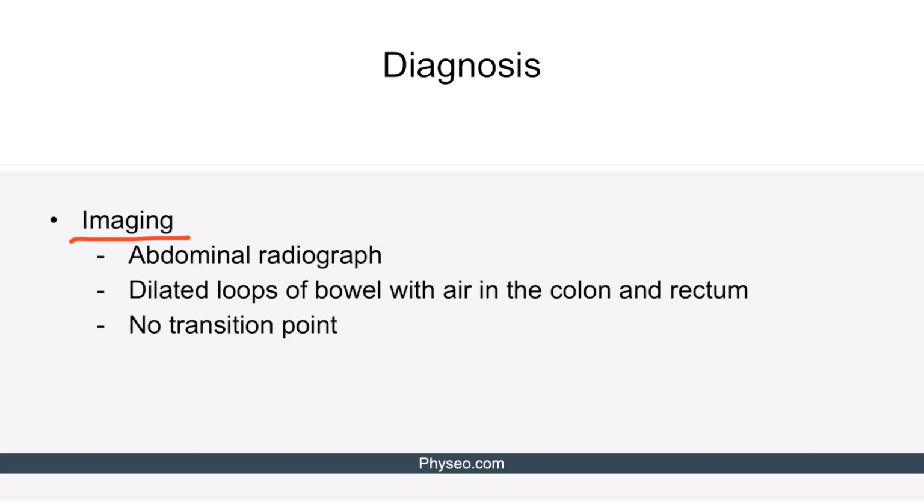The initial imaging of choice for paralytic ileus is an abdominal radiograph. One should expect to see dilated loops of bowel with air present in the colon and rectum. Thus, we typically don't see a transition zone in paralytic ileus, in contrast to a small bowel obstruction, for example.